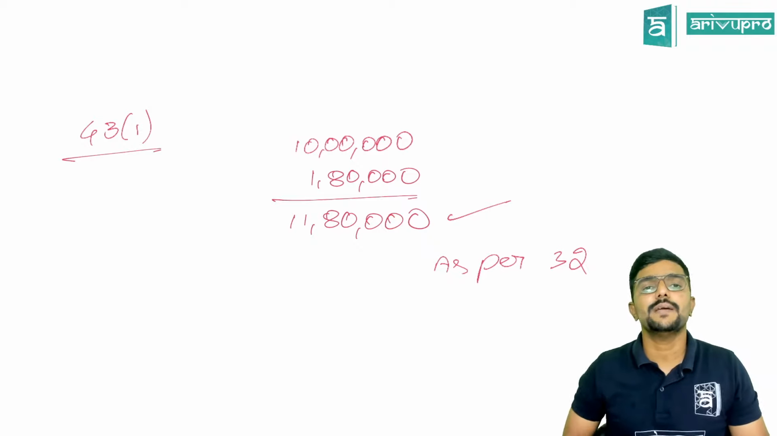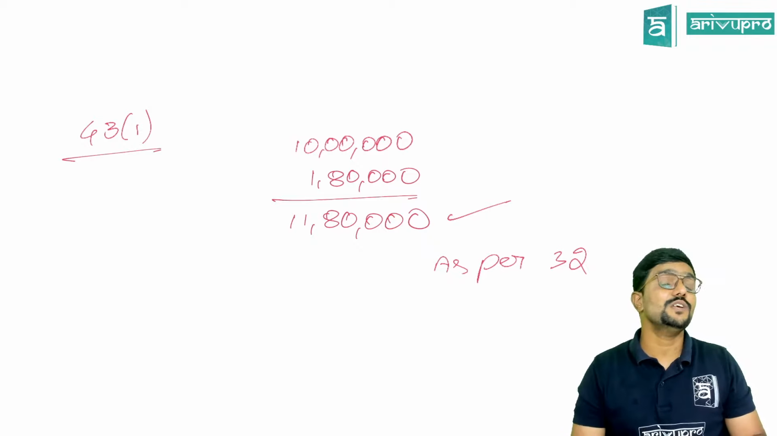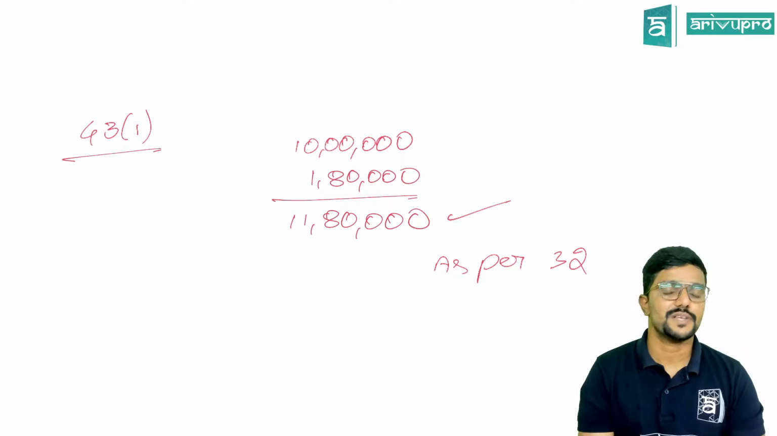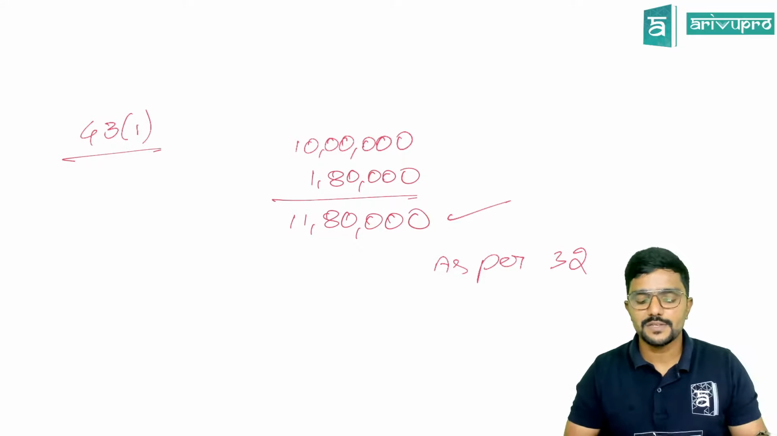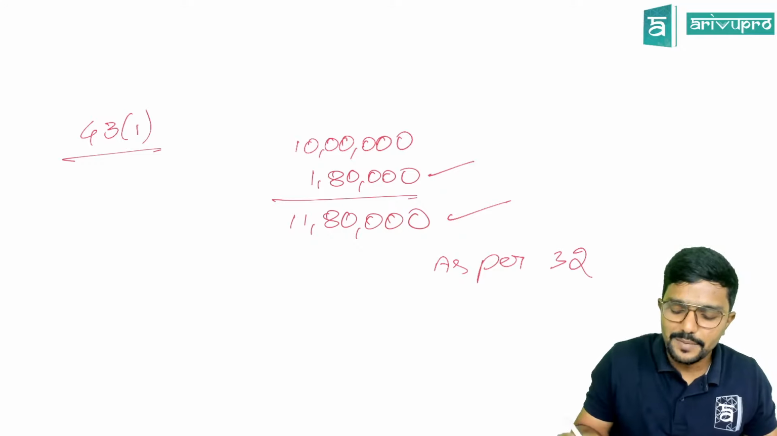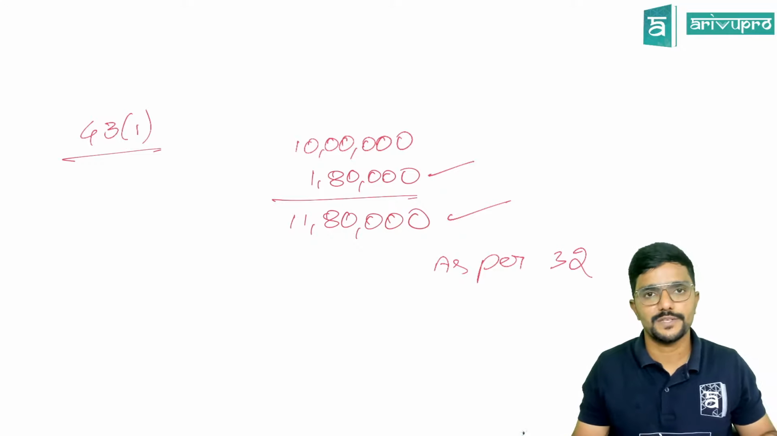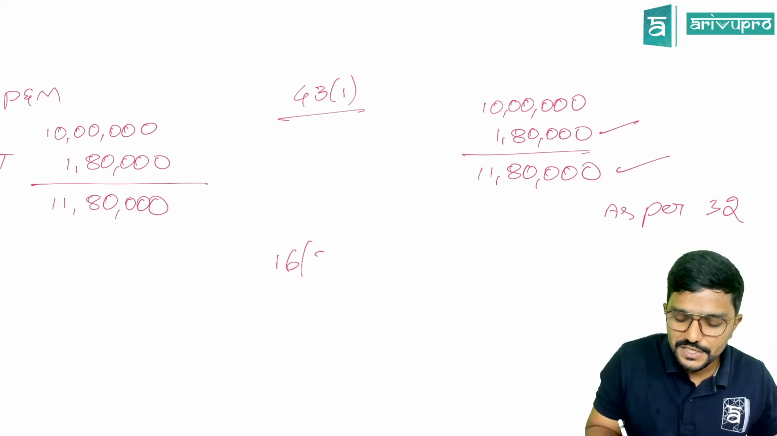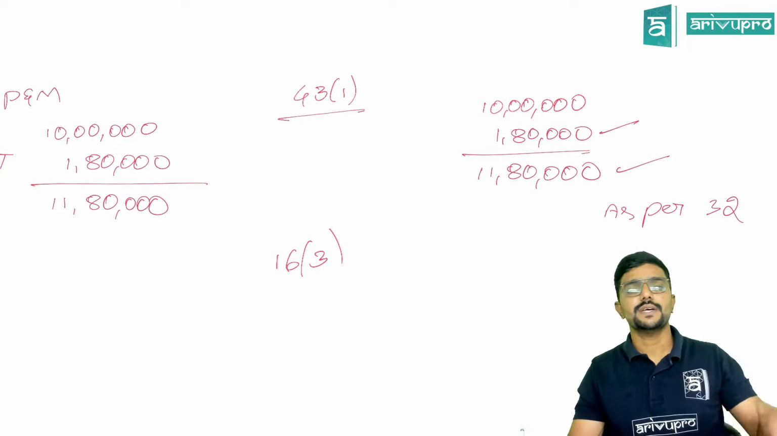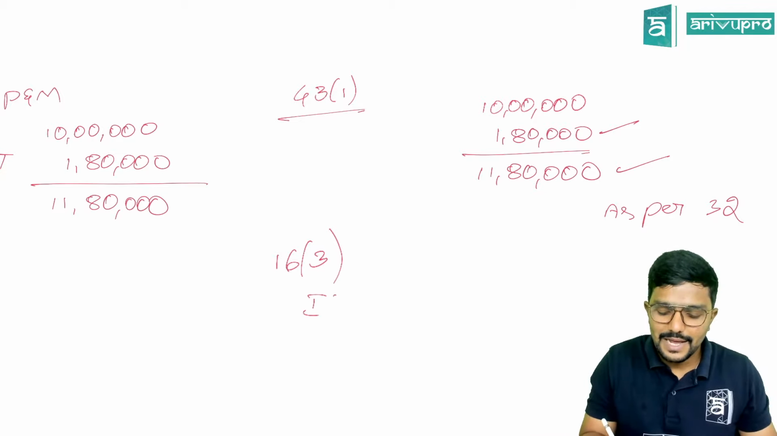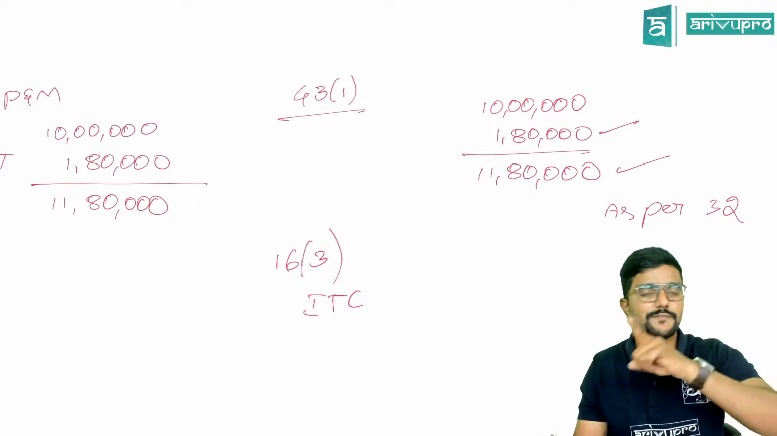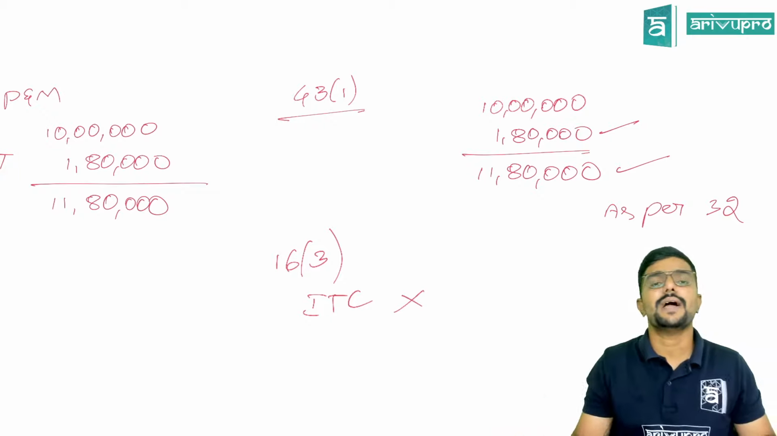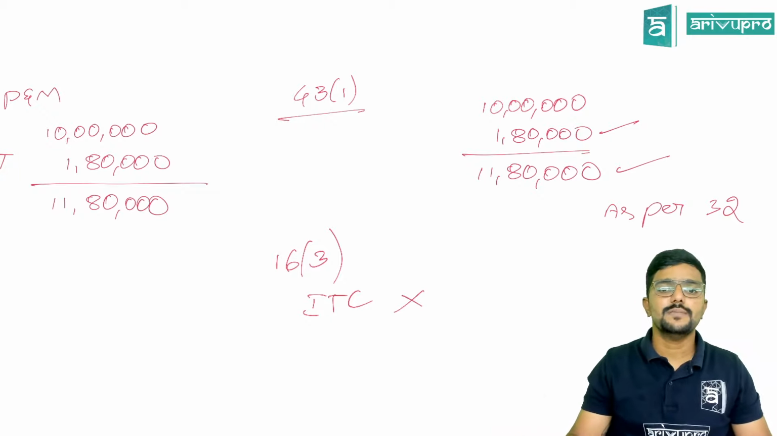On what value will I claim input tax credit? Sorry, on what value will I claim depreciation? I will start claiming on 11,80,000 from the first year. Agree? So in that case, input tax credit you are not claiming and the tax amount is added to your cost. In that case, section 16(3) of the CGST Act is telling you cannot claim ITC. As whatever tax you have paid on your purchase of capital goods is added to the cost to claim depreciation, you cannot claim ITC.